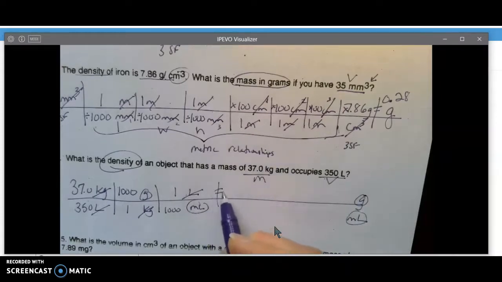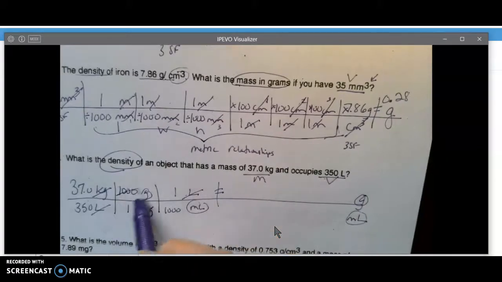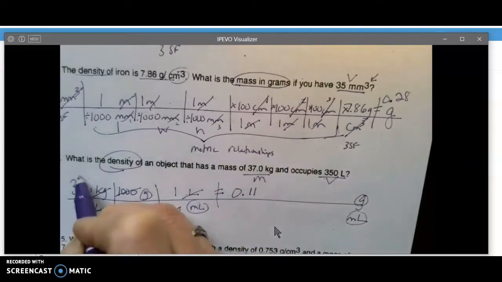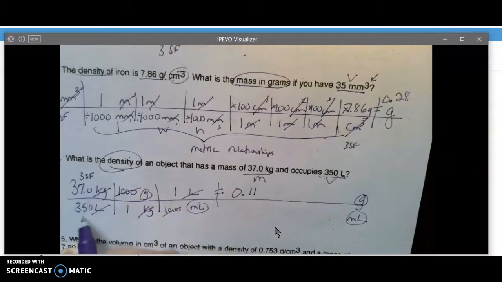So I am ready to calculate. Again, notice those thousands will actually cancel out. And really you can just divide 37.0 divided by 350 to get 0.11 grams per milliliter. So this number of mass is 3 sig figs, but my volume is only 2 sig figs. So when I multiply, I have to do least amount, which is 2.